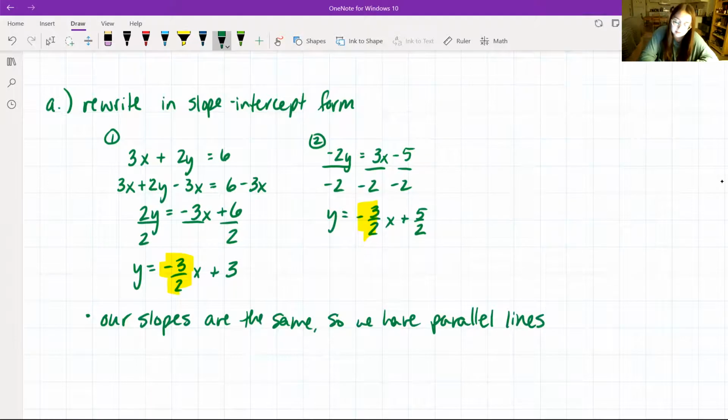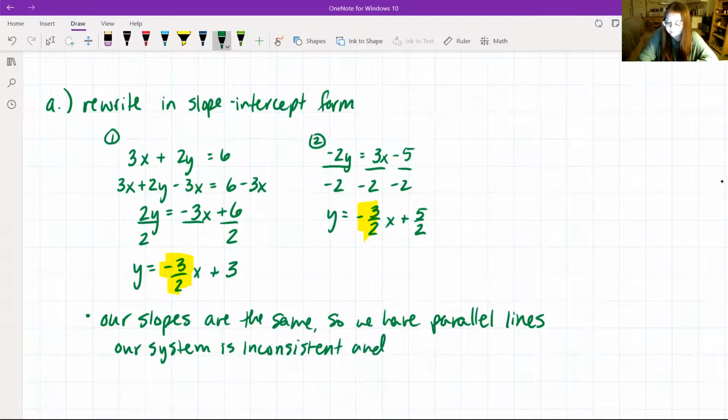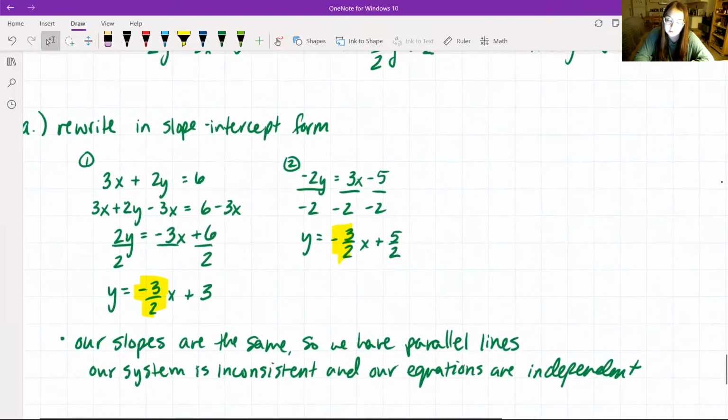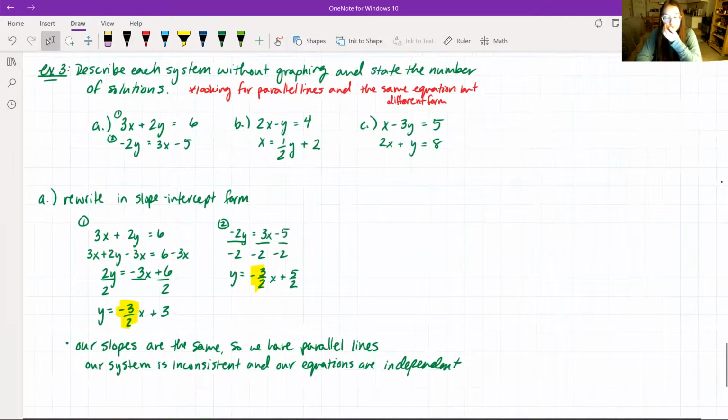This also means that our system is inconsistent and our equations are independent. So this is one of our special cases that we were dealing with.